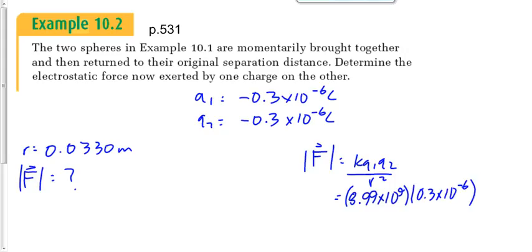Hey, look what I'm doing. What did I just do there? What did I just do? I squared the 0.3 times 10 to the minus 6. How come? Because it's the same value. I could have just written it out, 0.3 times 0.3, to save myself a little bit of time and a little bit of effort writing on the board. It's the same charge, so why not? Let's figure out what that value is now.